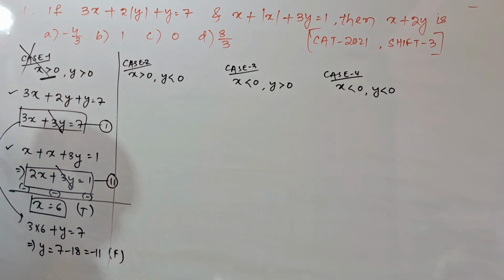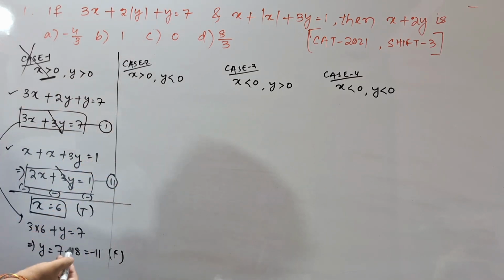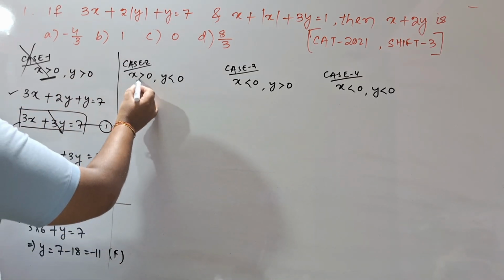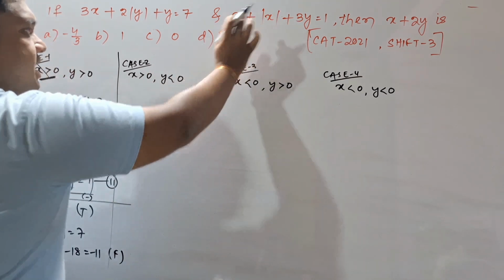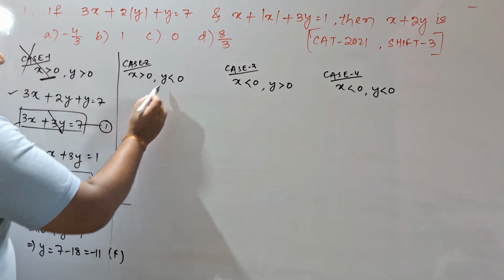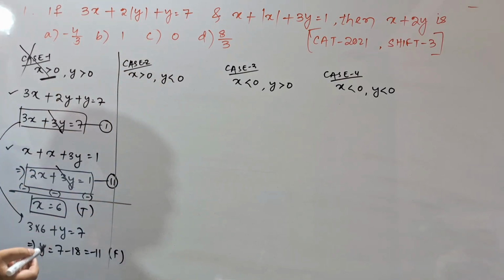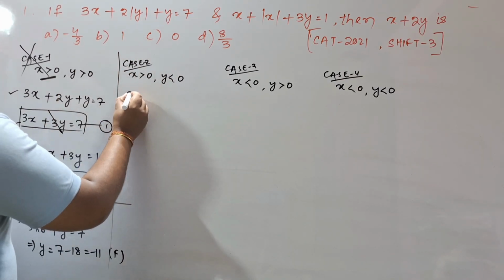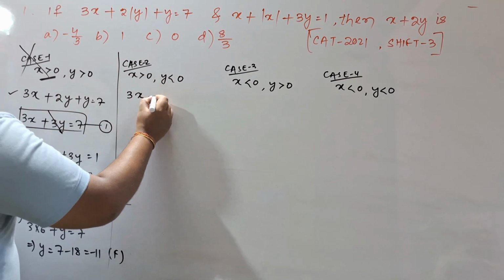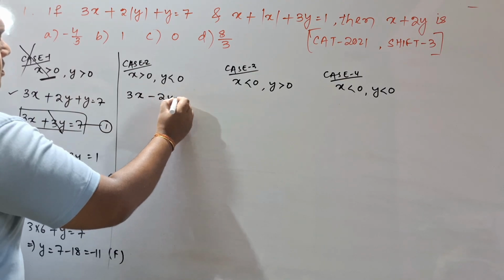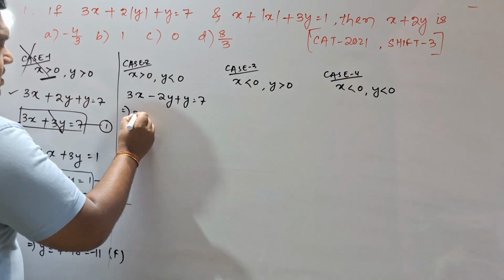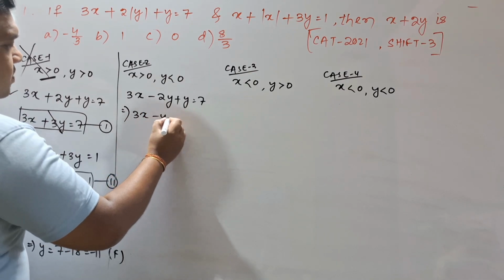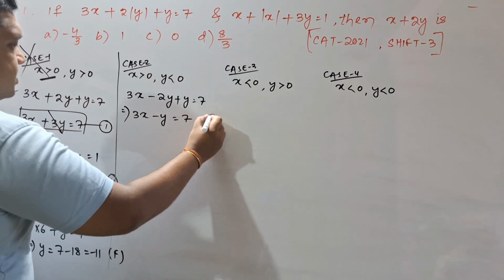Now check for case number 2. If I observe case 2, in case 2 x is greater than 0, so when I open this modulus, I write plus x. But y is less than 0, so this is minus 2y. So this can be written as 3x minus 2y plus y, this is equal to 7. If I simplify this one, this is 3x minus y is equal to 7. Equation number 1.